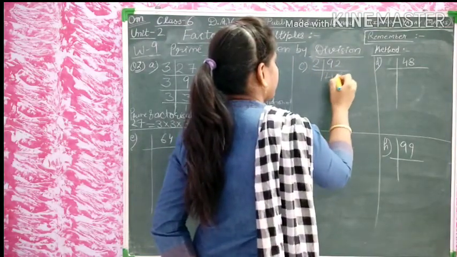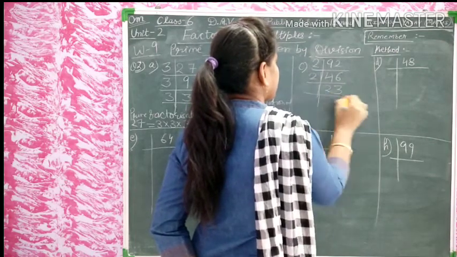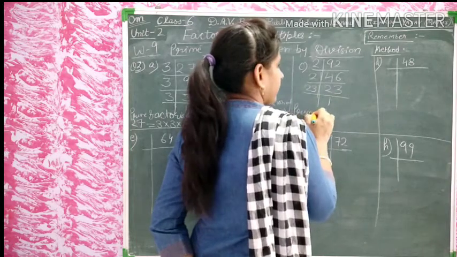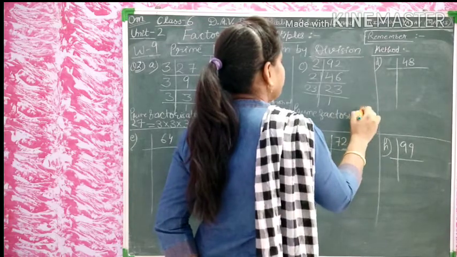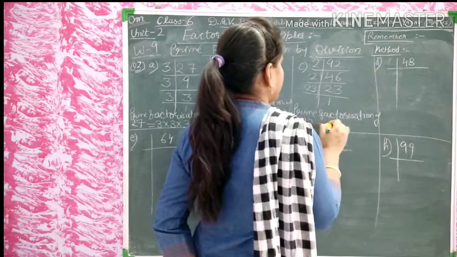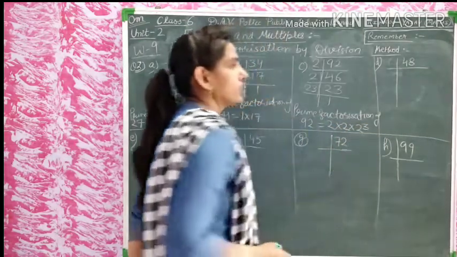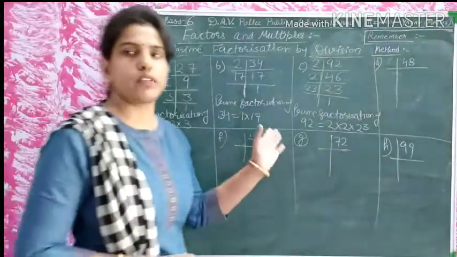That is divisible by 2. 2 4s are 8, 2 6s are 12, 2 2s are 4, 2 3s are 6 and 23 1s are 23. So prime factorization of 92 is equal to 2 into 2 into 23. Is this clear, students? This is the same as the factor tree method.